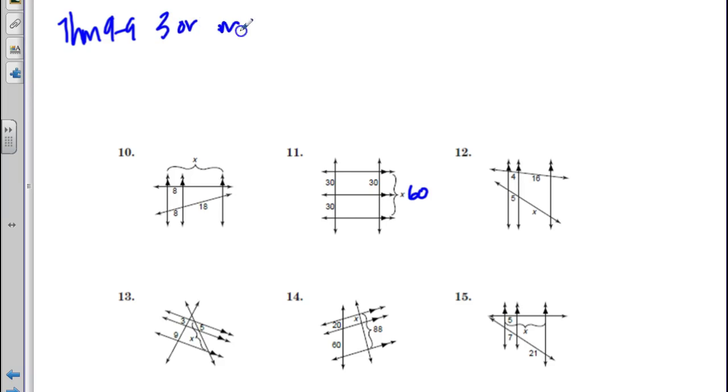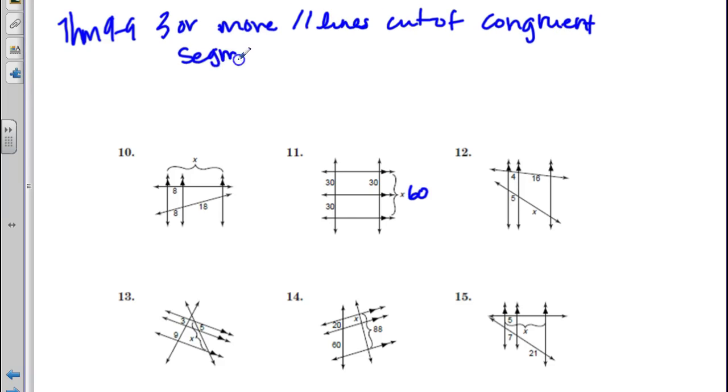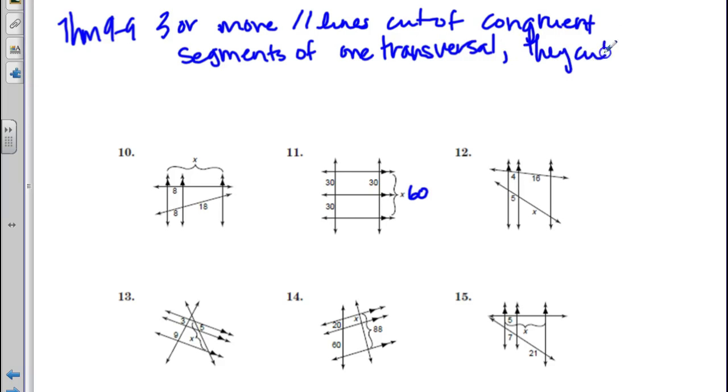3 or more parallel lines cut off congruent, so that means equal in measure, right? Congruent segments on one transversal, they cut off congruent segments on every transversal.